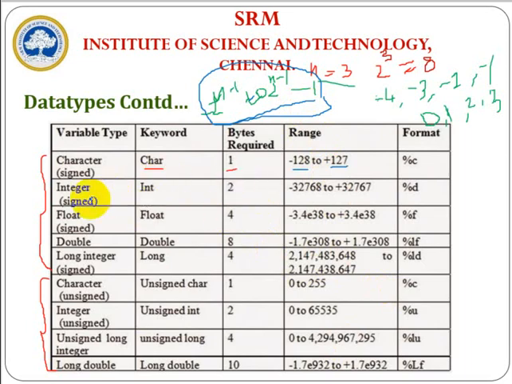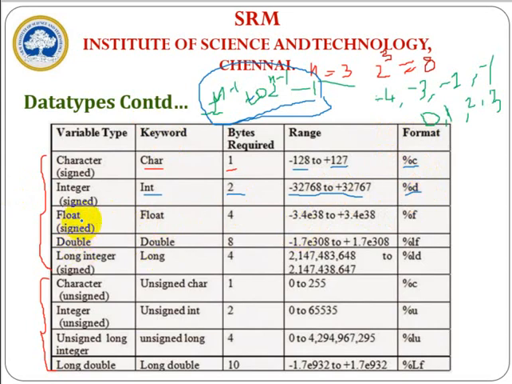Similarly, for the integer data type, we need to use the keyword int, and the bytes held by the integer are going to be 2 bytes, and the range is from minus 2 to the power of 15, that is 16 minus 1, so 2 power 15 to 2 power 15 minus 1. Okay, so that is the range. The format specifier for the integer data type is percentage %d. For the character it's percentage %c, and for the integer it's percentage %d.